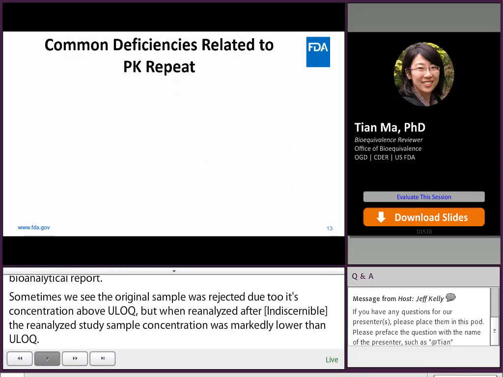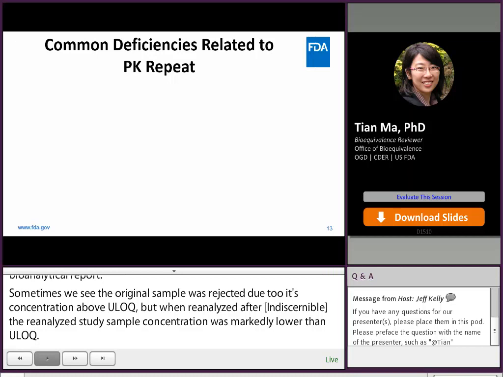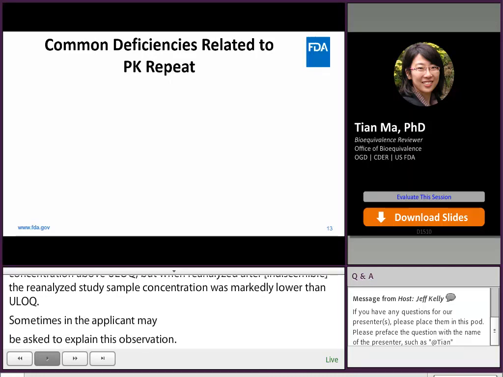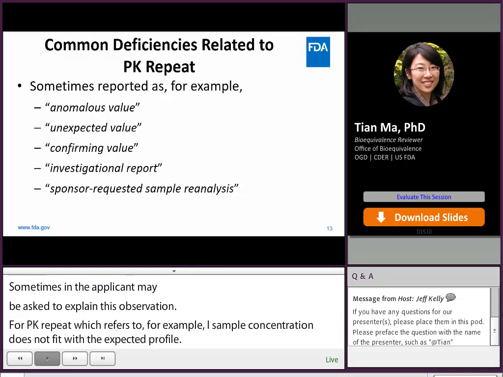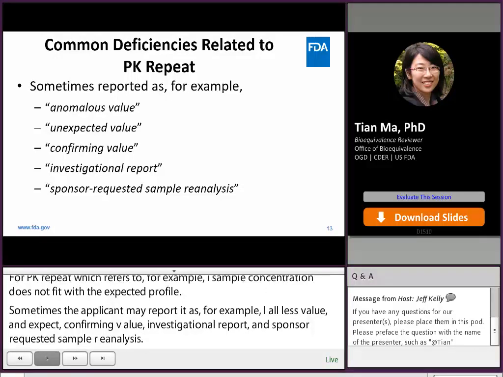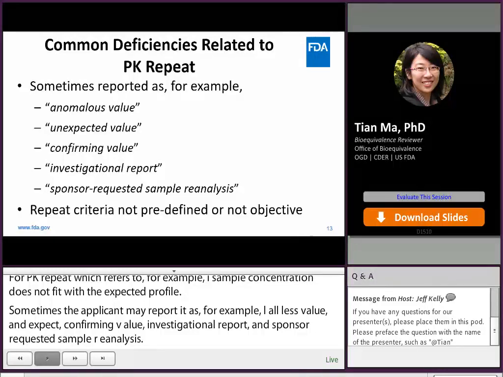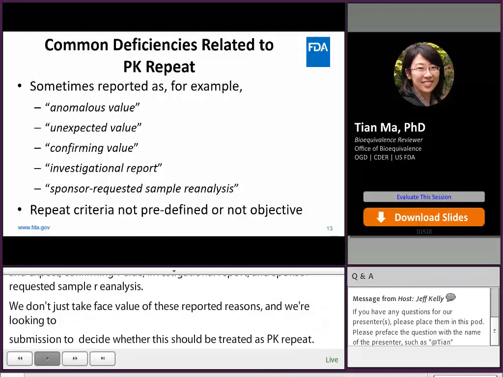For PK repeat, which refers to, for example, a sample concentration that does not fit with the expected profile, sometimes the applicant may report it as, for example, anomalous value, unexpected value, confirming value, investigational report, and sponsor requested sample reanalysis. Usually, we don't just take the face value of these reported reasons, and we'll look into the submission to decide whether this sample should be treated as PK repeat. And a common deficiency for this is that the repeat criteria is not predefined or not objective.